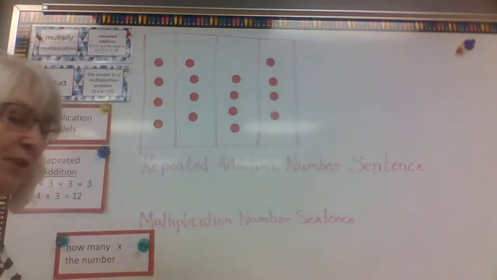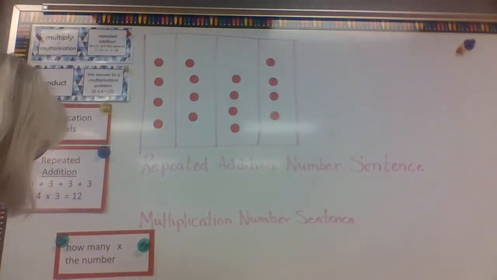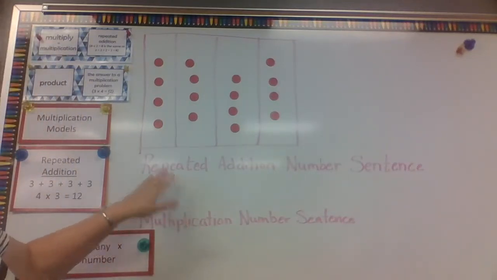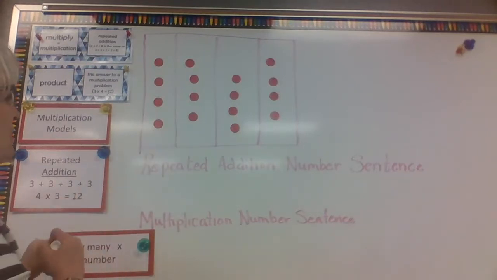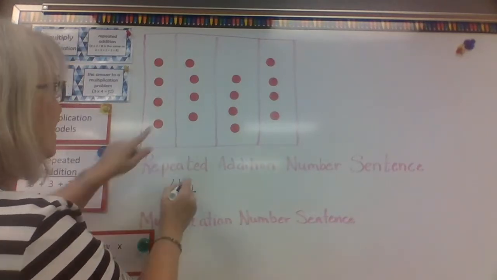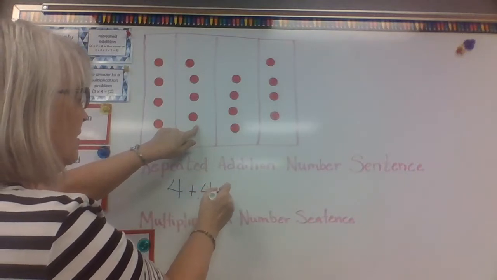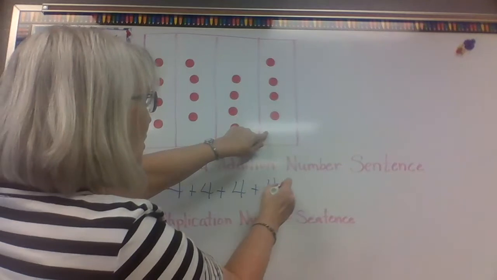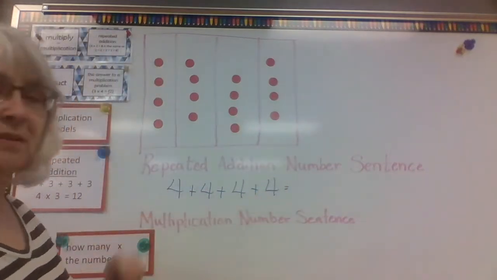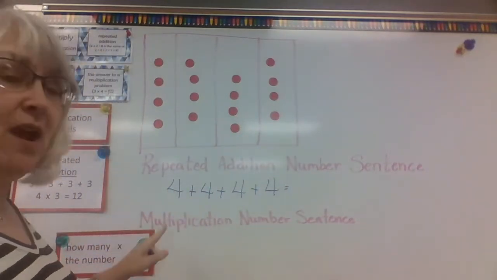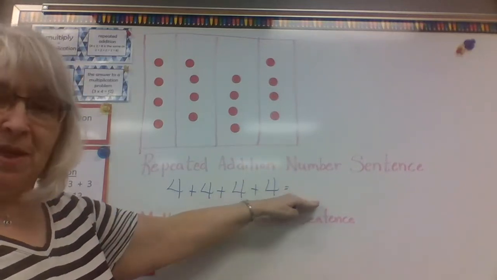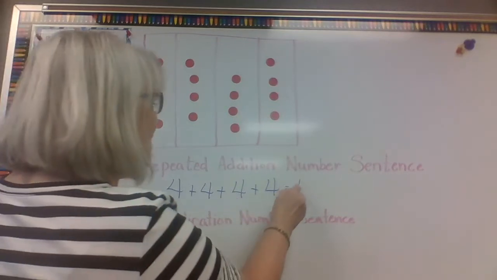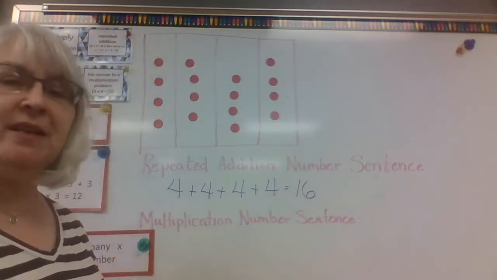Now let's figure out how many treats that's going to be in all. Let's do it first with a repeated addition number sentence. So we have 4 plus 4 plus the next dog 4 plus the last dog 4. We have 4 dogs and they each got 4 treats. So now to figure out the sum, we're going to count by 4s. 4, 8, 12, 16. There's our repeated addition.